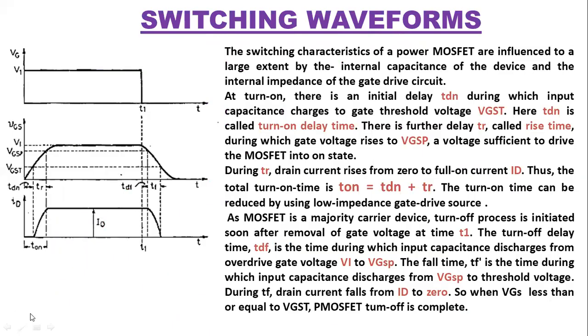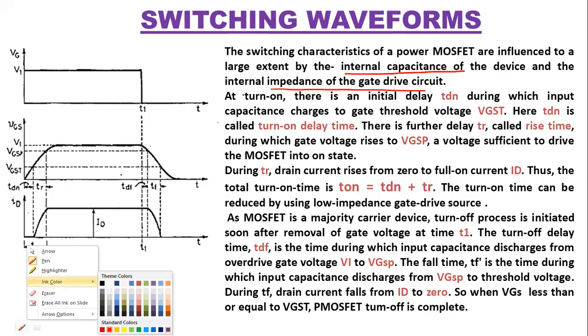And then last and final, we will see the switching waveforms. The switching characteristics of a power MOSFET are influenced to a great extent by the internal capacitance of the device and the internal impedance of the gate circuit. So the things which are important here are the internal capacitance and the internal impedance.